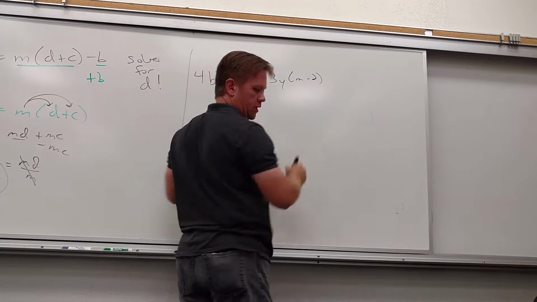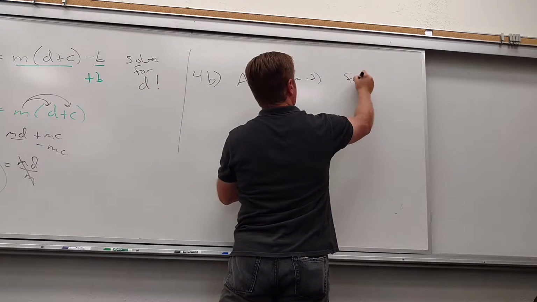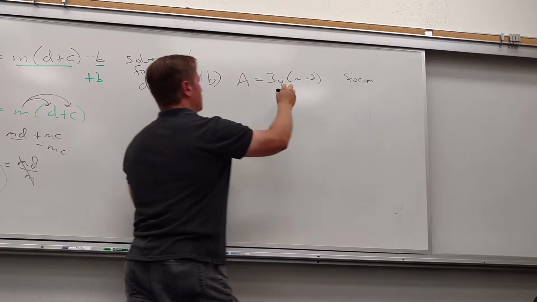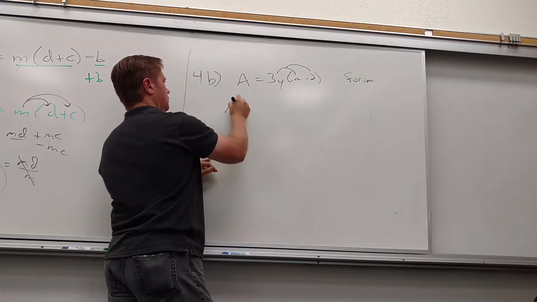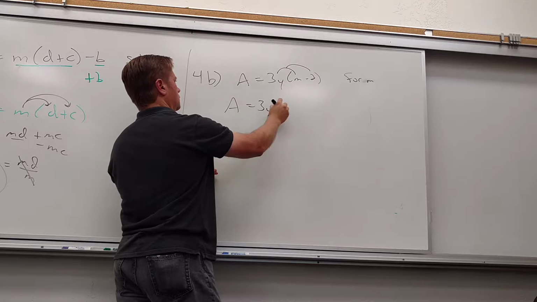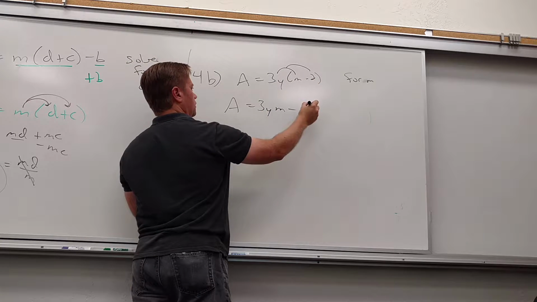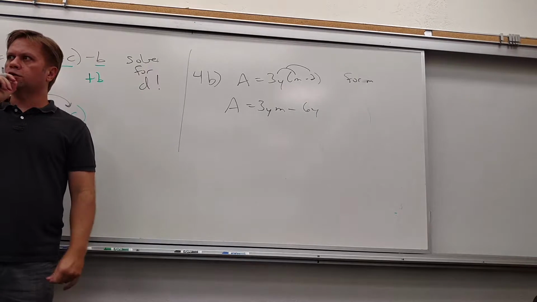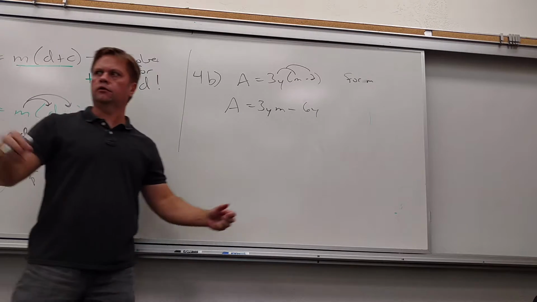I was trying to solve for M, right? Yeah. For M. So yeah, distribute, I like it. What do you get here? 6Y, I like it. So where's your variable that you're solving for?